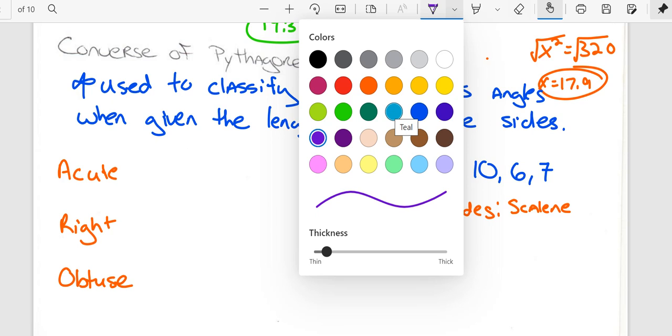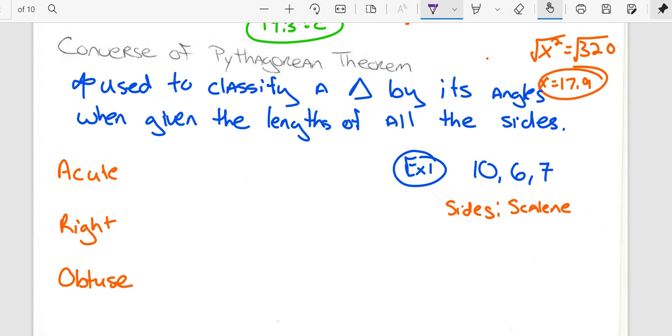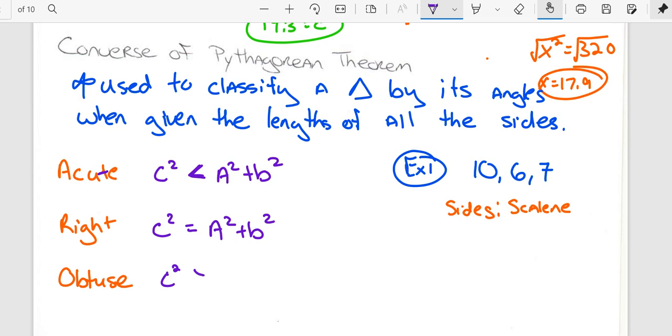Now, what you're going to do is the following. If a triangle is acute, you will know because your c squared is going to be less than your a squared plus b squared. If a triangle is right, you will know because your c squared is equal to your a squared plus b squared. And if a triangle is obtuse, you will know because your c squared is greater than your a squared plus b squared.